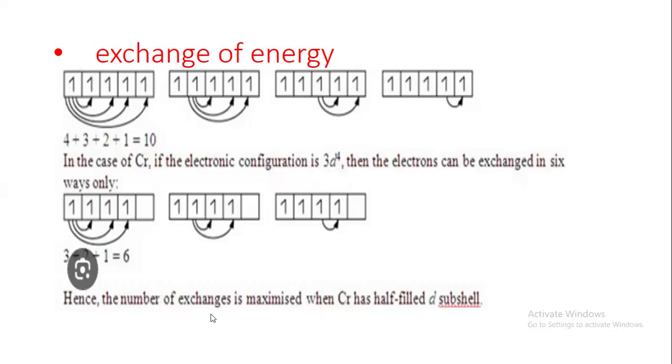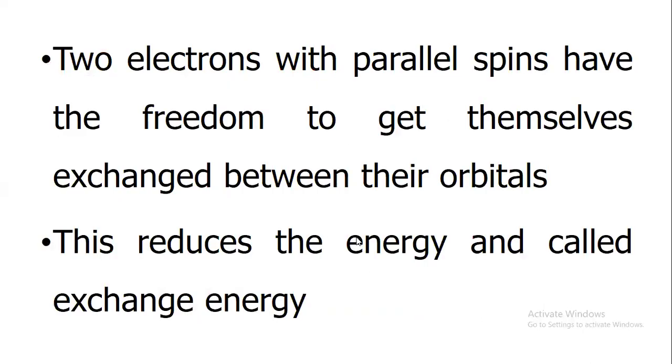Hence, the number of exchanges is maximized when chromium has half-filled d subshell. Two electrons with parallel spins have the freedom to exchange between their orbitals. This reduces the energy and is called exchange energy.